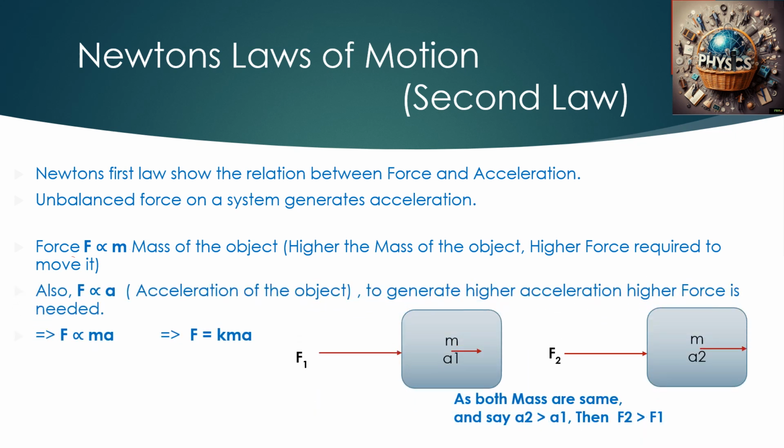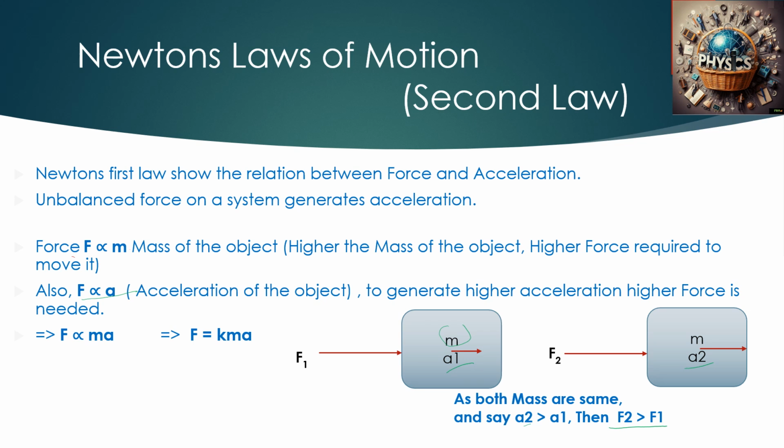Further to it, if there are two objects of same mass, m1 and m2, which means that they have the same mass, and they are being applied by two different forces, F1 and F2, and they generate accelerations a1 and a2, wherein a2, the acceleration on the second body, is higher than the acceleration on the first body. This means that the amount of force that is required to generate a higher acceleration would obviously be more than the amount of force required to generate a lesser acceleration on a body of the same mass. So it again means that F is directly proportional to acceleration. So higher the acceleration required, higher is the force required.